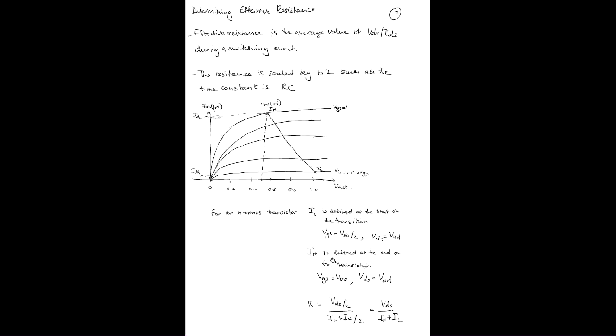Now, a lot of times what happens is you get a data sheet, or you've got the process development kit model, which gives you current versus voltage curves, and essentially what you want to do is work out the effective resistance, and that's relatively easy to do, right?